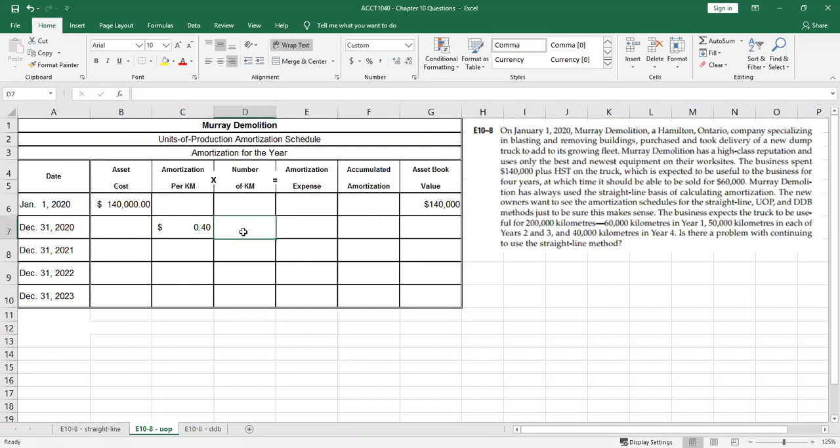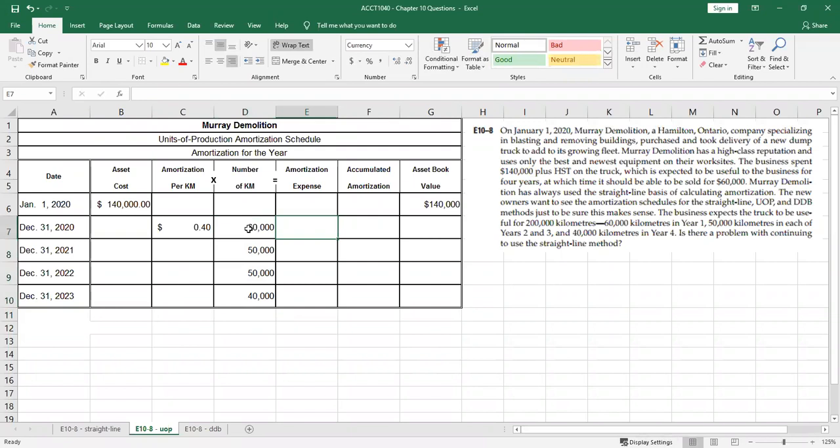Okay, what we do in column D is we enter the number of kilometers that we expect to use this truck in each year. So we can go ahead and complete this column for every year because we have all that information in the question. It says that we expect to use this truck for 60,000 kilometers in year one, 50,000 kilometers in year two, 50,000 kilometers in year three, and 40,000 kilometers in year four. If we add up those four figures, you can see that the sum is 200,000. So everything matches up in terms of the usage of kilometers.